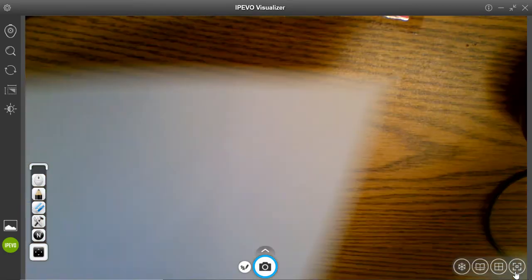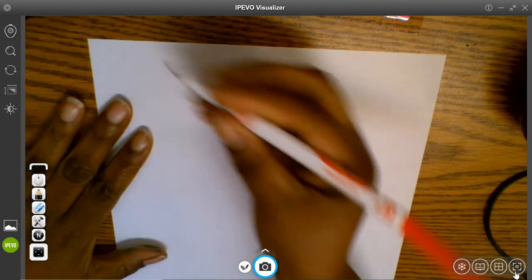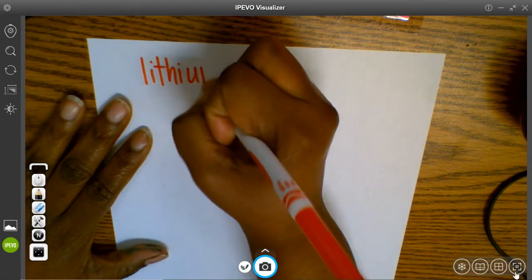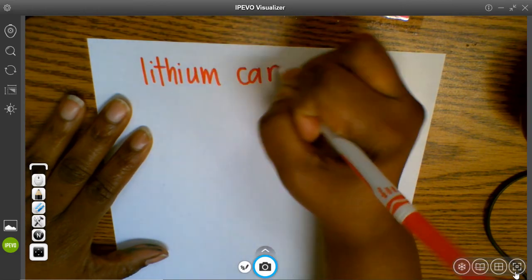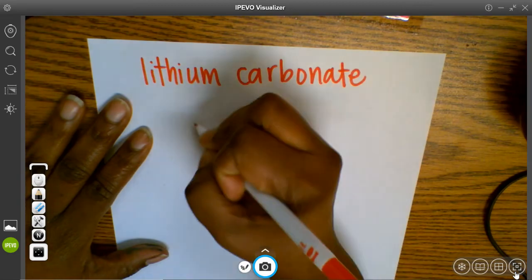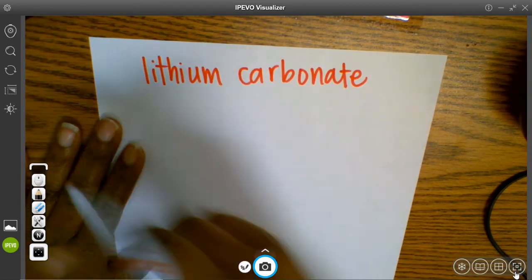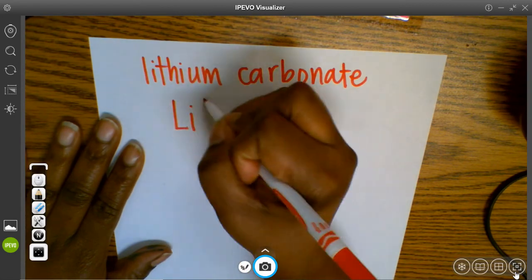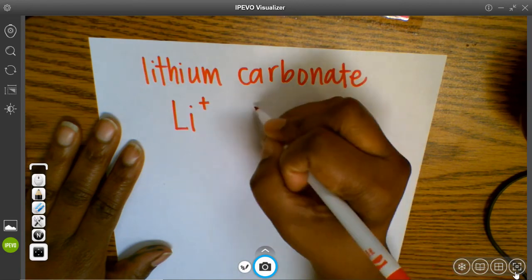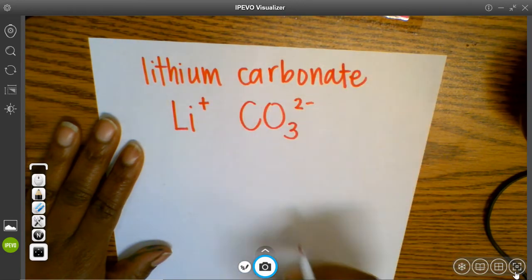So let's say I have lithium carbonate. Okay, so just like yesterday, I'm going to find the symbol and the charges for these two ions. Lithium is Li with a +1 charge, or just a plus because the 1 is understood. Carbonate is CO3, and it has a 2 negative charge.